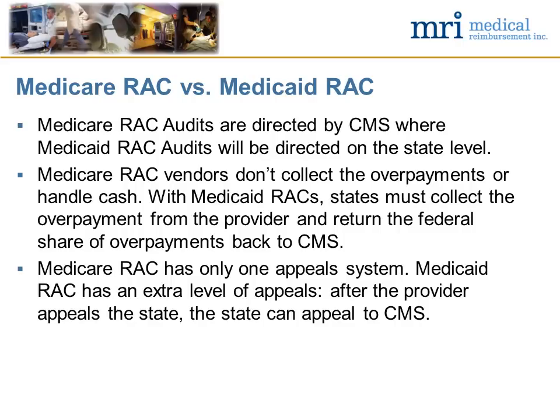Medicare RACs versus Medicaid RACs. Medicare RAC audits are directed by CMS, whereas Medicaid RAC audits are directed at the state level. Medicare RAC vendors do not collect the overpayments or handle cash. With Medicaid RACs, the states must collect the overpayments from the provider and return the federal share of overpayments back to CMS. Medicare RACs have only one appeal system. The Medicaid RAC has an extra level of appeals. After the provider appeals, the state can appeal to CMS.